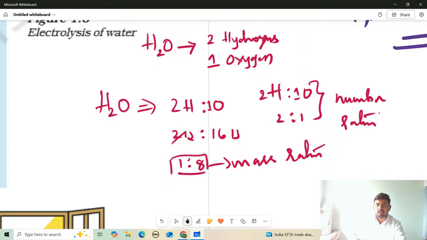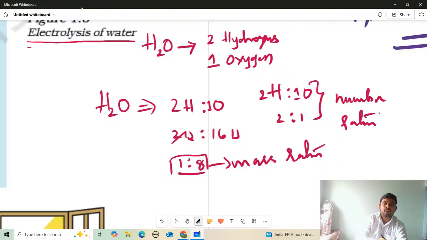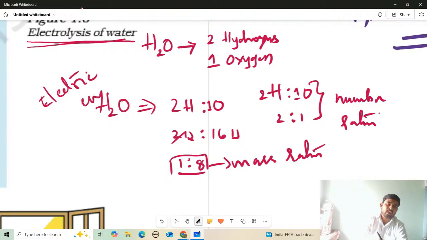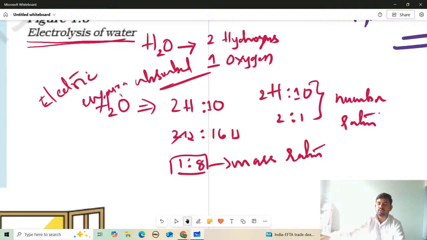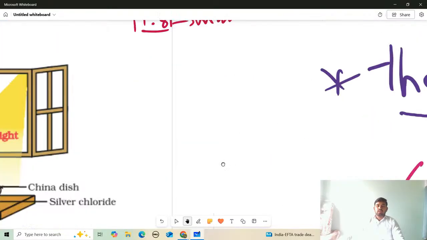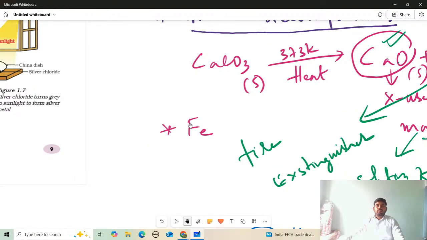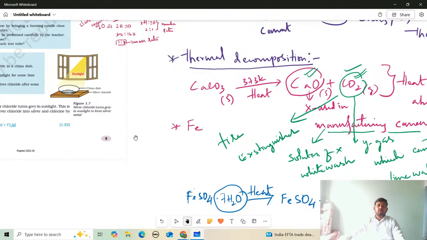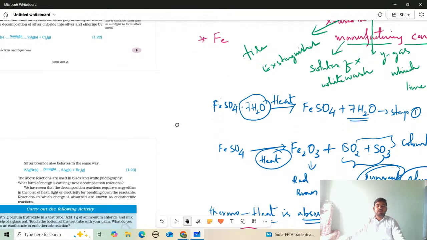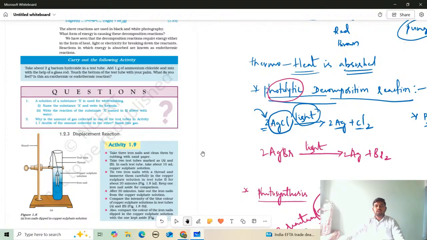Just remember. What kind of reaction did we discuss right now? We discussed electrolysis of water. Here, what kind of energy is absorbed? Electric energy is absorbed. Okay, next one. So this is about decomposition reactions. Let me discuss the next concept. After this, thermal decomposition is completed. All this is completed. Now there are some questions.